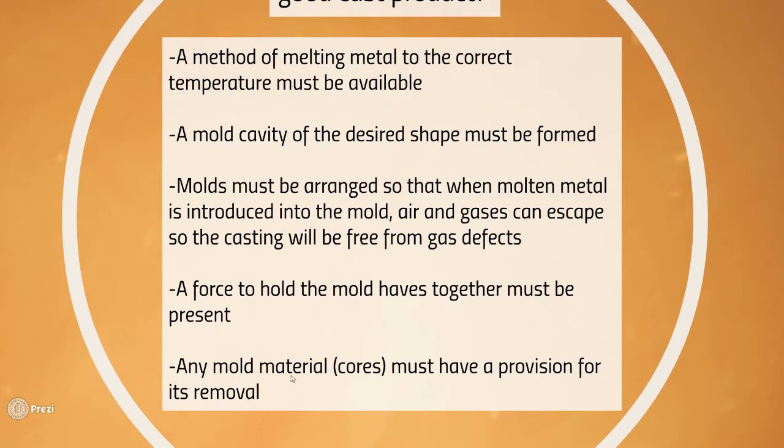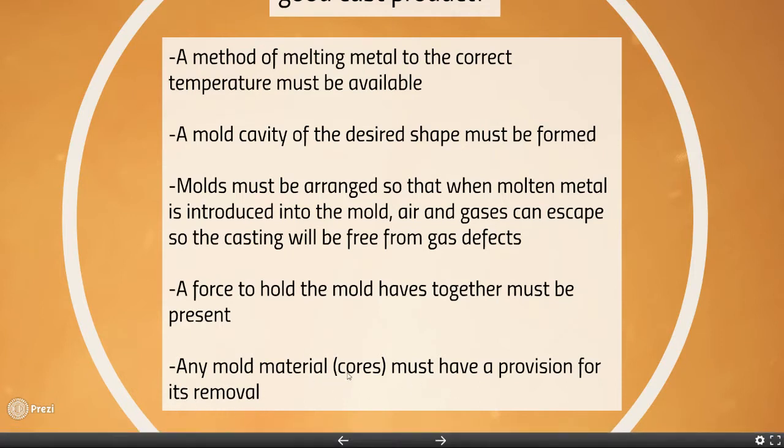Next, any mold material. When we're talking about cores, we're talking about the things that you put inside your mold to hold an open cavity, right? Because some of the things that you make with the molding process have holes in them, internal cavities. So a core is what you use to hold that shape, to hold that space. You have to have a way to remove those cores. They can't be trapped in the mold after you make your product.